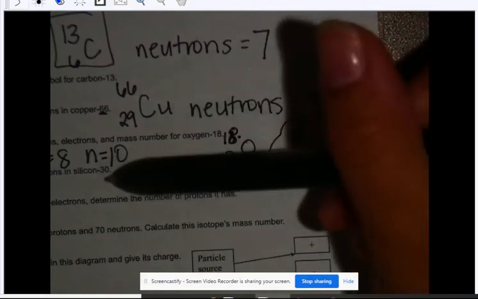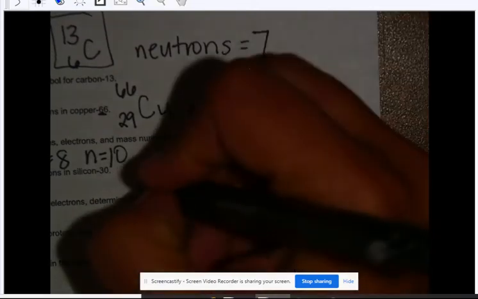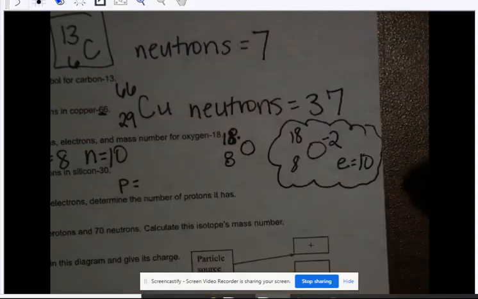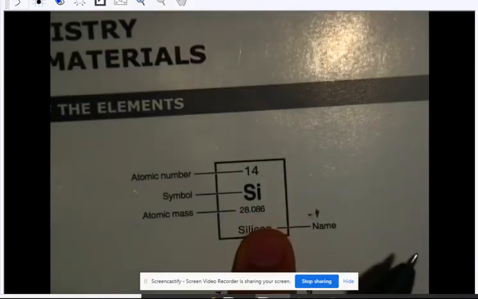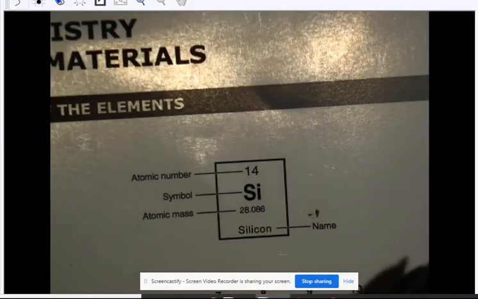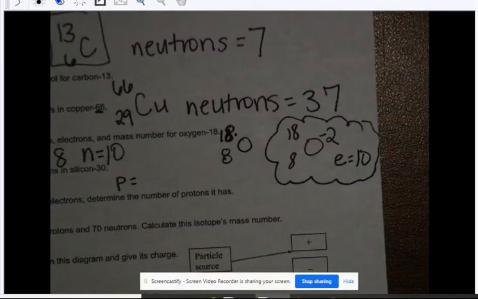So determine the number of protons in silicon 30. How many protons does that have? We're not even going to write the nuclear notation. Where are you going to look? Your periodic table. Just so you know, that's the main one. That's actually your example. How many protons does he have? 14. We got that from the atomic number.